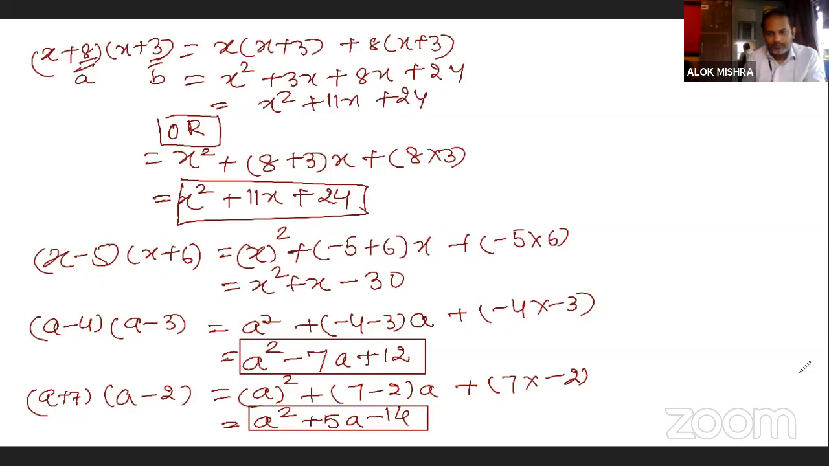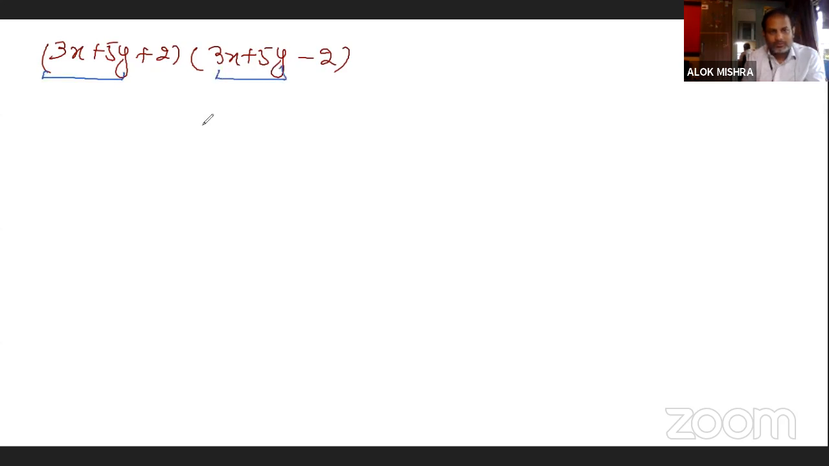Can I change the page? Okay. Now the third type, where I have 3 terms. Whatever questions we have done so far had only 2 terms. Now I'm moving on to the case where we have 3 terms. The question is (3x plus 5y plus 2)(3x plus 5y minus 2). What is the common feature? I'm able to observe that the first 2 terms in both are the same.